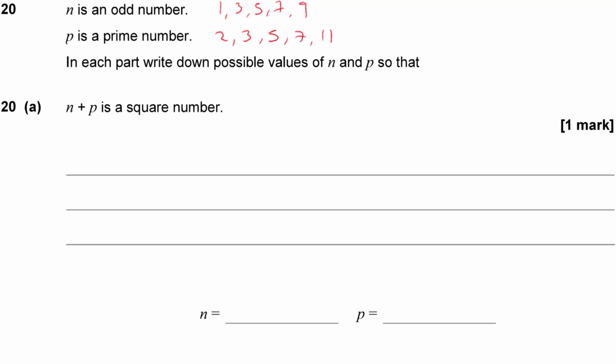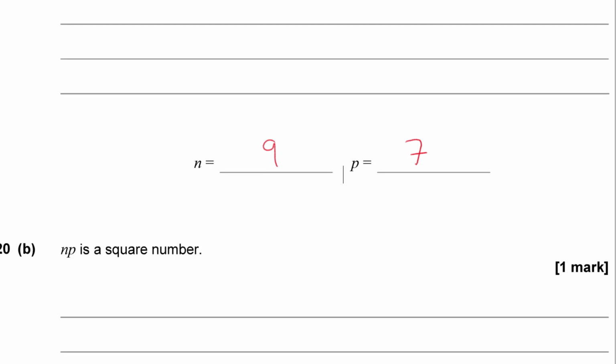Hopefully that's enough. So can I find a pair of those N's and P's that add up to a square number? Well, my square numbers are 1, 4, 9, 16, and so on. Can I make one of those out of two of those numbers? Just glancing through, I can see I've got 9 and 7. So 9 plus 7 is 16, so that works, doesn't it? So my N value can be 9. 9 is odd, and 7 is prime, so 9 plus 7 is 16, which is a square number.